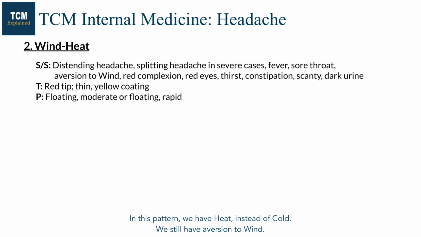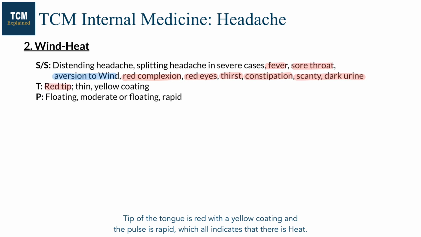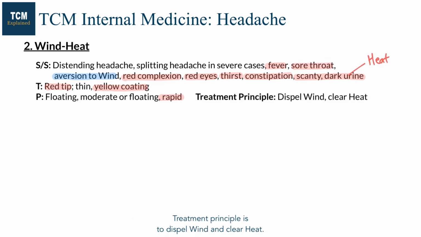In this pattern, we have heat instead of cold. We still have aversion to wind. Characteristic of wind heat headache is distending pain and splitting pain. We can see heat signs and symptoms such as fever, sore throat, red complexion, red eyes, thirst, constipation, and scanty dark urine. Tip of the tongue is red with a yellow coating, and the pulse is rapid, which all indicates that there is heat.